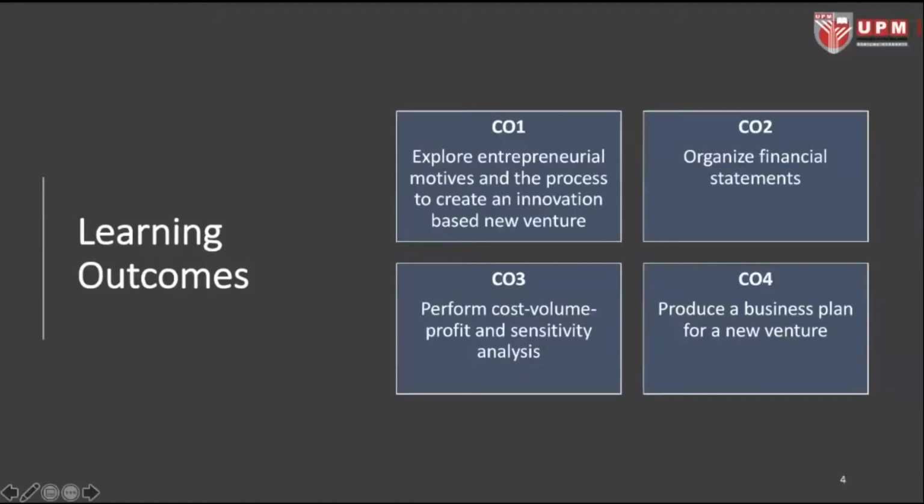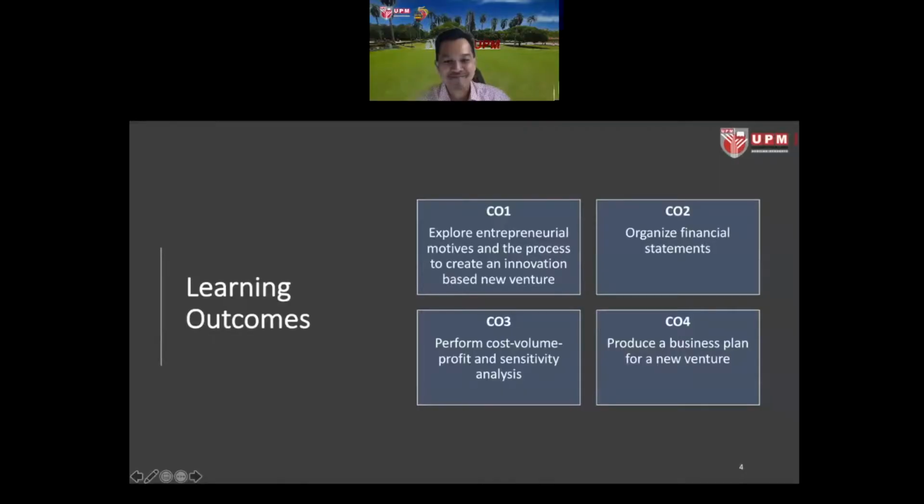Okay, and then course outcome number 2, basically you are going to be able to organize financial statements, right? And then the third course outcome is that you are going to be able to perform cost, volume, profit, and sensitivity analysis, right? And the final course outcome is basically you're going to be able to produce a business plan for a new venture. So as you can see here, there are 4 main course outcomes that you need to be able to do at the end of the course, right?